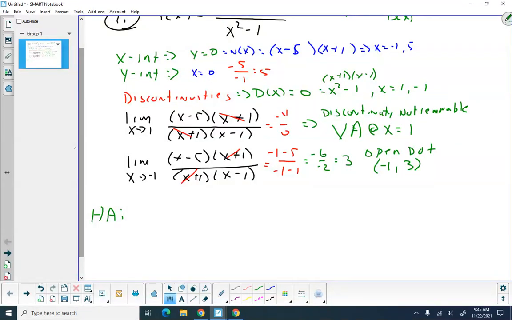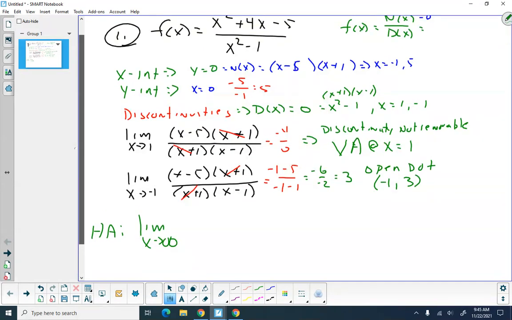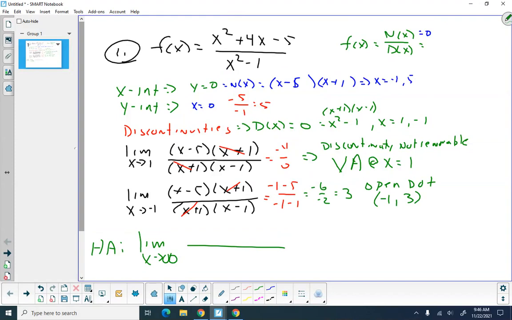Horizontal asymptote. We take the limit as we approach infinity of our function. Now, I would not look at my factored form of that. I would go back up to my original form. And to save myself a step, to find an infinite limit, I'm going to divide through by what up here? x squared. So mentally, I'm going to divide through by x squared.